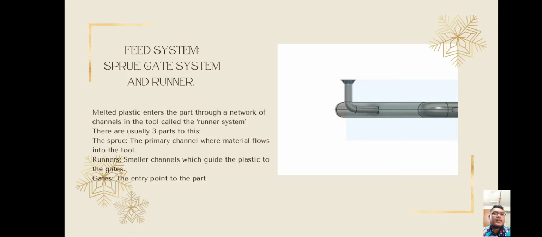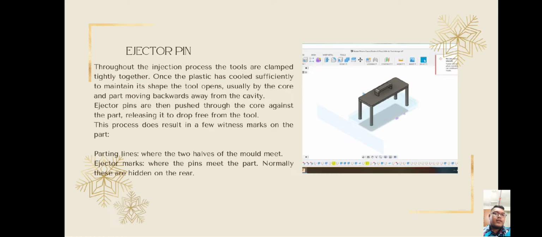The sprue, which is the primary channel where material flows into the tool. Secondly, the runners, smaller channels which guide the plastic to the gates, and then the gates, the entry point to the part. Next is the ejector pin.